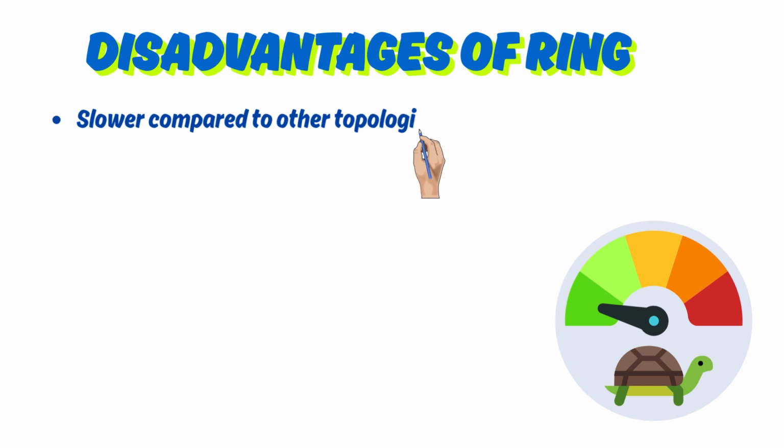In a ring, data has to pass through each device to reach its destination. This hop-by-hop transfer can make the data transmission slower than other topologies like star, where data goes directly through the central hub. Especially in a larger ring, the delay increases as more devices are added.